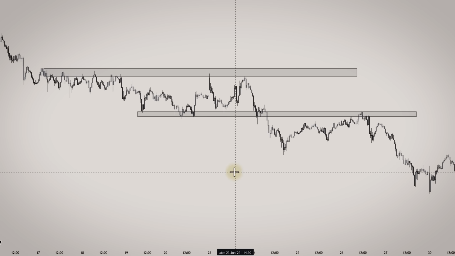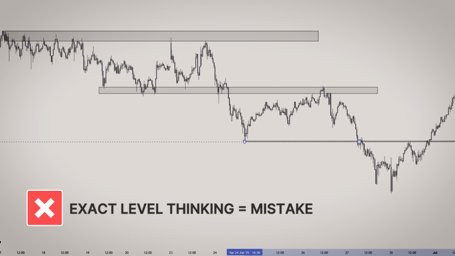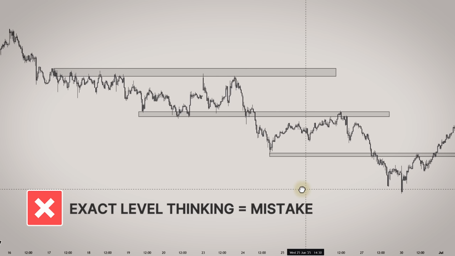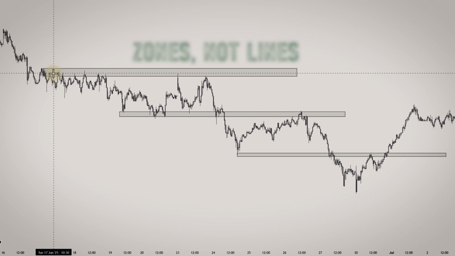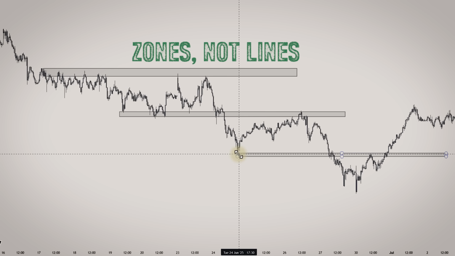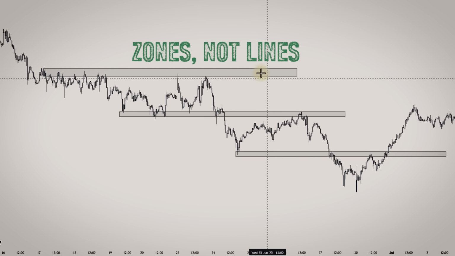But here's what most people get wrong. They think a level has to be exact. They draw a line at one level and expect price to bounce to the pip. That's not how markets work. Think zones, not lines. Give your level some breathing room, maybe 5 to 10 pips above and below.